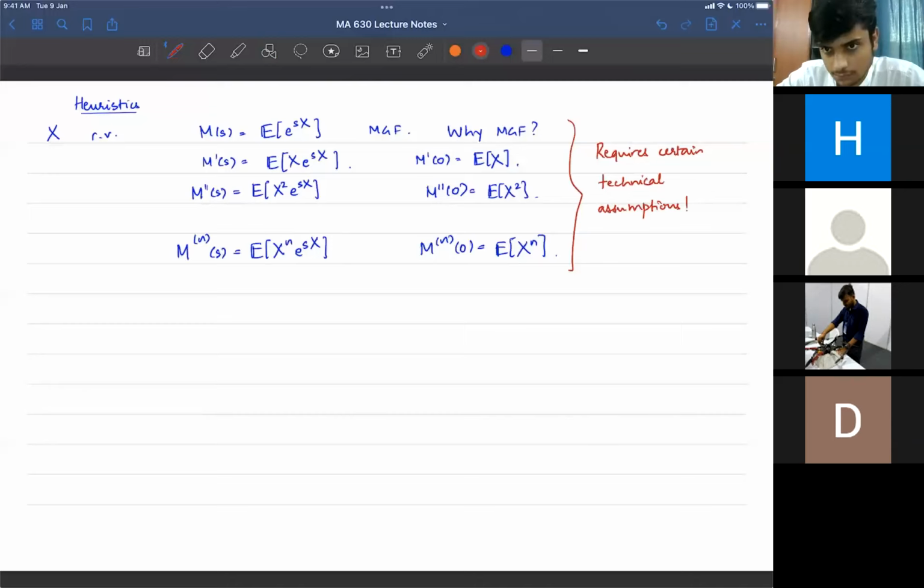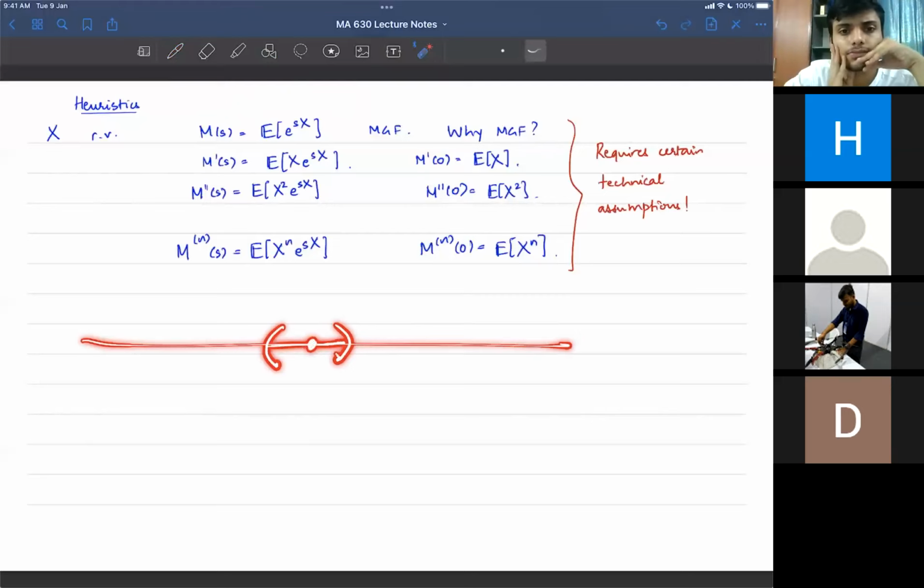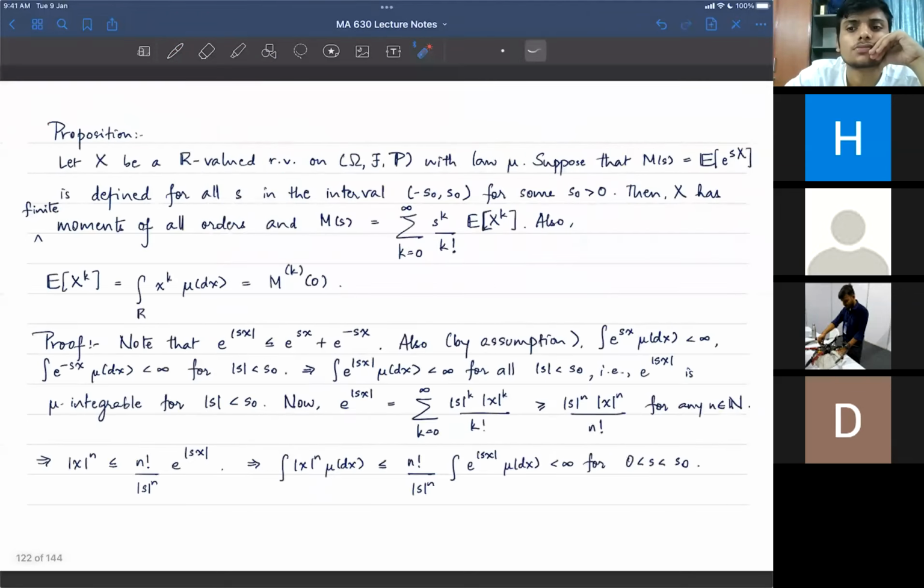Some conditions need to be satisfied. So let me tell you what conditions need to be satisfied. If the domain of M contains a little interval containing the origin, doesn't matter how small that interval is, then you can safely do this. You know that the MGF for any random variable is always going to be finite at s equals 0. If it's finite in a small interval containing 0, then yes, you can do all this without worrying. It doesn't matter how small or big that interval is. So that's what this proposition says.